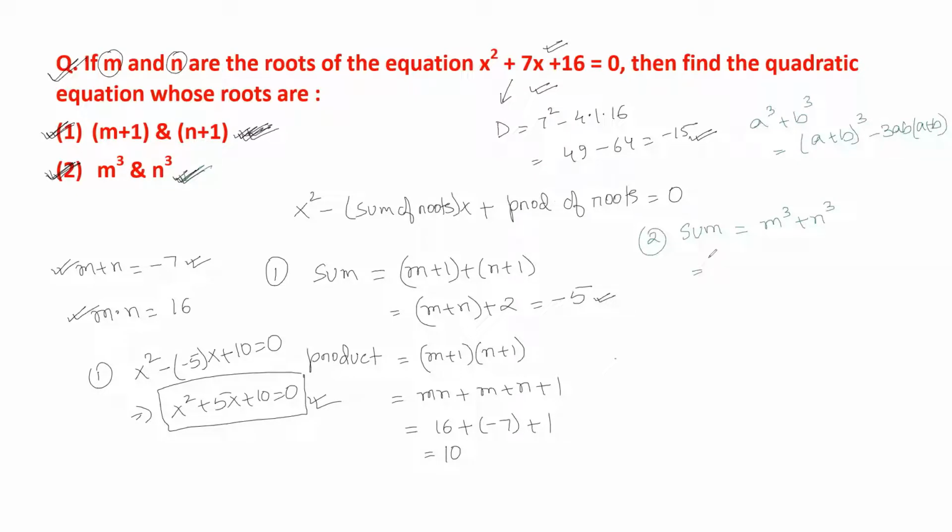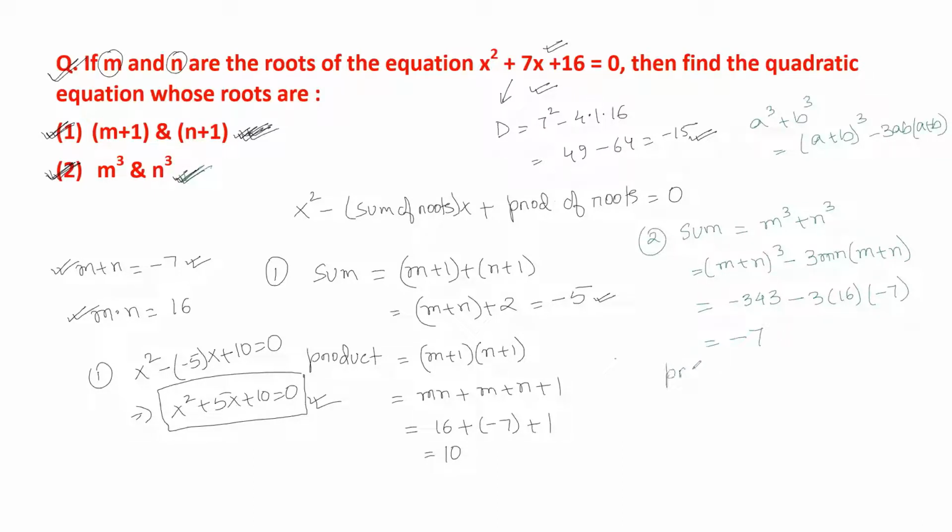So this can be written as (m plus n) whole cube minus 3mn times of (m plus n). So let us now use the value of m plus n and m into n. So m plus n is -7. So -7 cube would be giving us -343 minus 3. M into n is 16 and m plus n is again -7. So if we simplify this, this would be -7.